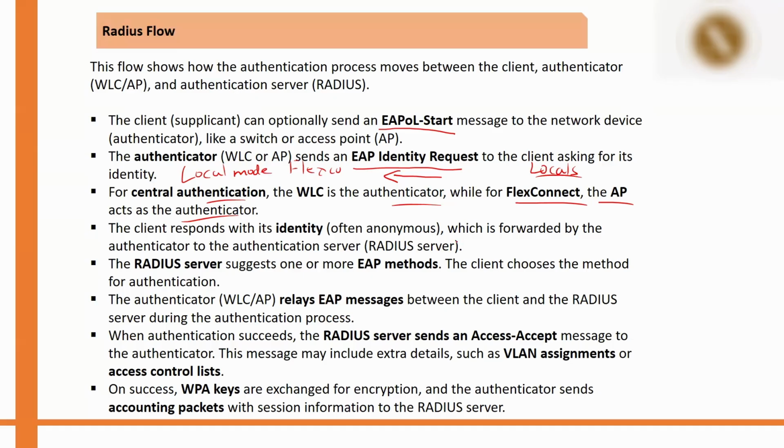The client responds with identity, which is forwarded by the authenticator. The RADIUS server suggests one or more EAP methods. The client chooses the method for authentication. That negotiation also happens. So there is a section in Cisco ISE that is called allowed protocols. We will learn about this when we are configuring.